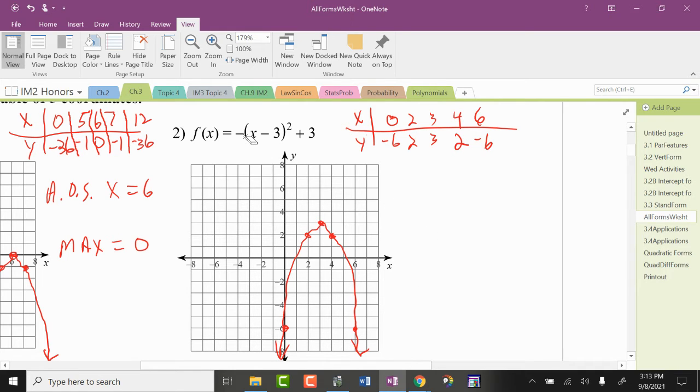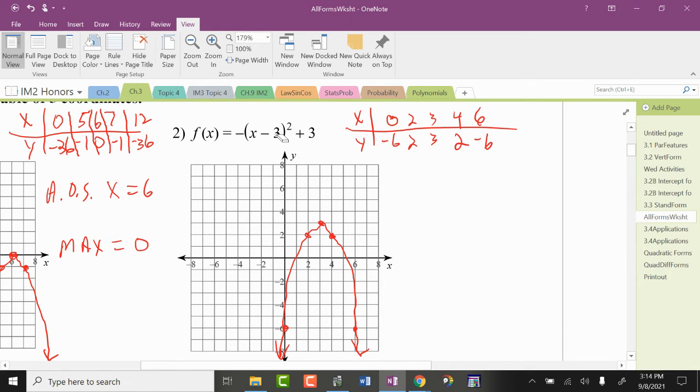Then same thing, down 1 over 1, we could cheat. Or you could plug in 2. Order of operations, 2 minus 3 is -1. Squared is 1, but then you throw a negative on there, and now that becomes -1 again. Order of operations, PEMDAS. Plus 3 is 2. 1 away, 1 away. 4 comma 2 as well.